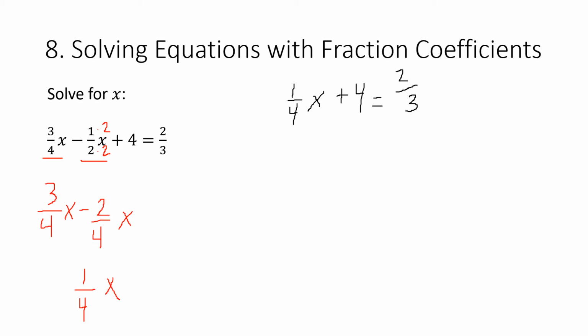Again, we're trying to get the x by itself. Well, notice that x is attached to 1/4. And we've got this plus 4. Well, this plus 4 is pretty simple to move because it's not actually attached to the x. We're just going to subtract 4 from both sides.